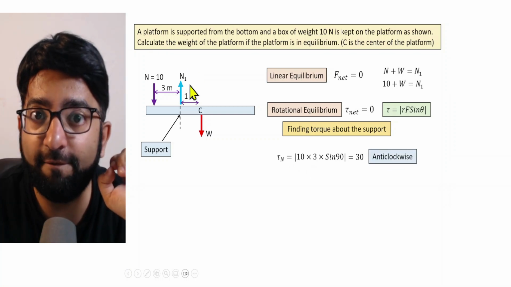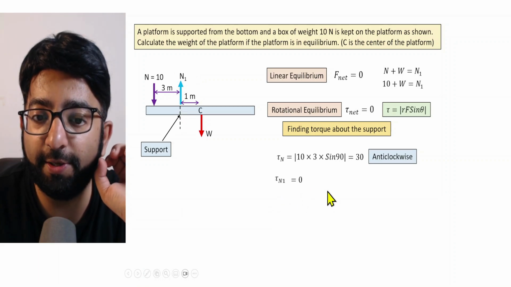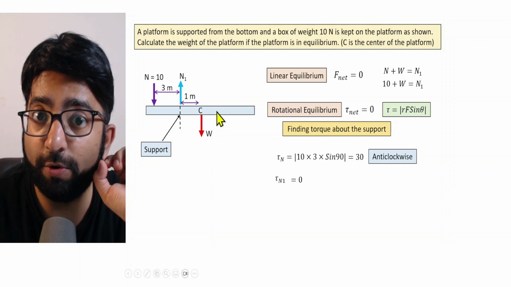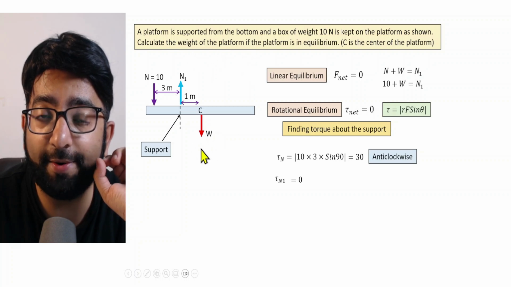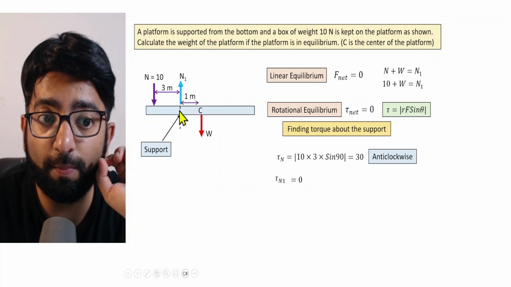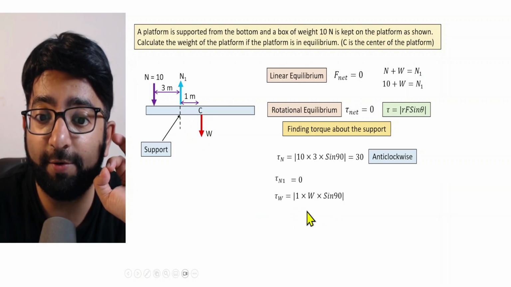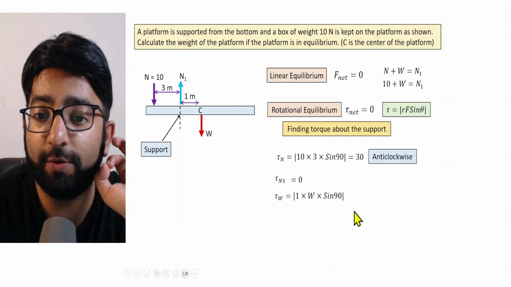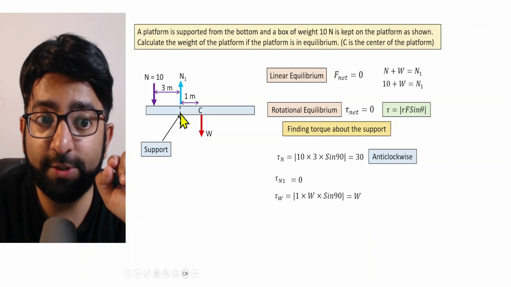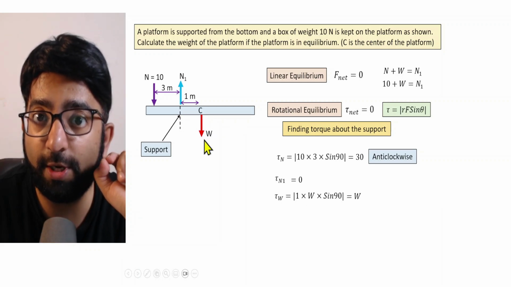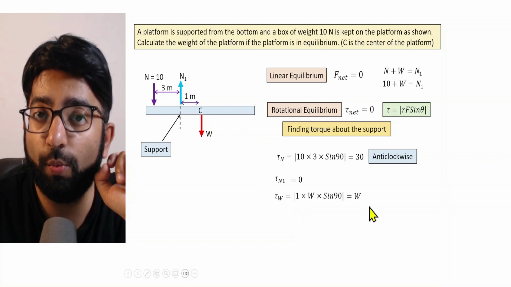Next, we have force N1. That force is passing through this point, so the torque due to N1 will be zero. And finally, we have W, the last force acting on the platform, which is the weight. The magnitude of this weight we are supposed to find, so that is W only. The distance of W from the support point is 1 meter and the angle is 90. So the torque due to W will be 1 into W into sine 90, which is just equal to W. And what will be the direction? The support point is the pivot here, so this force W has a tendency to rotate the platform in a clockwise fashion. So the W torque will be clockwise.